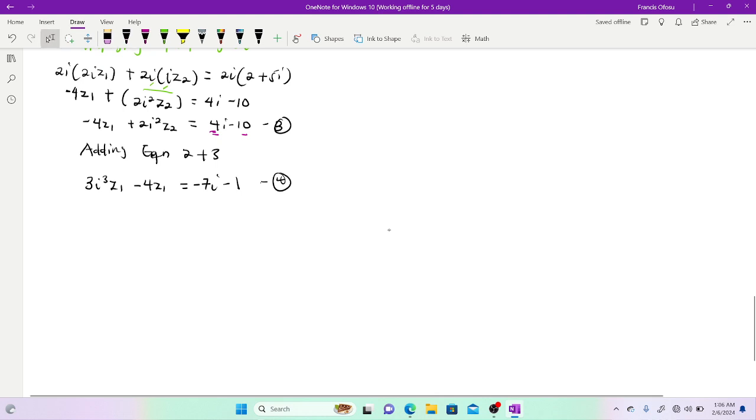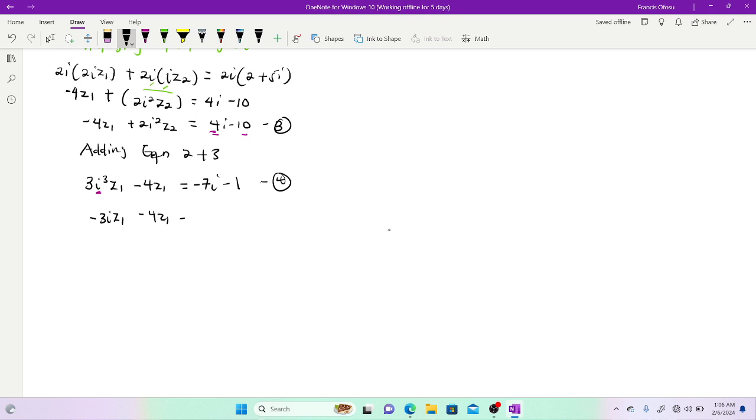So at this point, I'm going to factorize my Z1. But before I factorize, you realize that i cubed here, I can simplify it to -i, right? So I'll have -3i Z1 minus 4Z1 is equal to -7i minus 1. And at this point, Z1 will come out, and I'll have -3i minus 4 is equal to -7i minus 1. Therefore, Z1 is simply equal to -7i minus 1 over -3i minus 4.